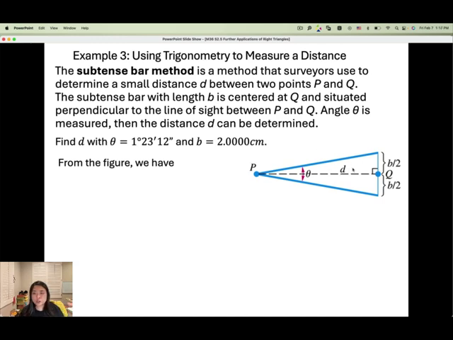So we want to find the d. We could consider the half white triangle here. I'll be using the tangent of half of the angle: tangent theta over 2 equals the opposite, which is going to be b over 2, divided by the d. The theta will be divided by half, so tangent theta over 2 equals b over 2 divided by d here.